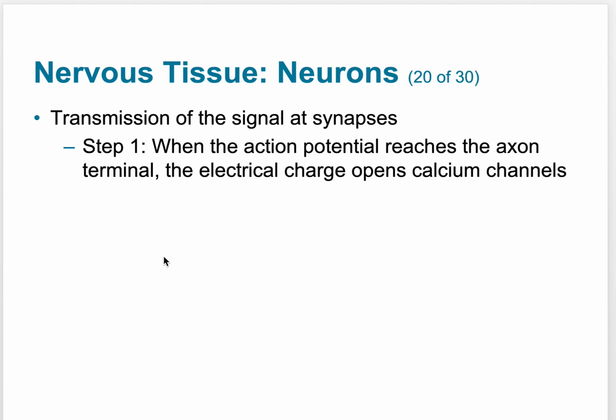When the action potential reaches the axon terminal, so that action potential that we just talked about, when it reaches the axon terminal, so the end of the axon, the electrical charge opens calcium channels. And we've learned that. Remember, these are voltage-gated calcium channels, okay? Those calcium channels are going to open up, and I bet you I don't even have to keep going with notes. I bet you guys are going to be able to figure out what happens next.